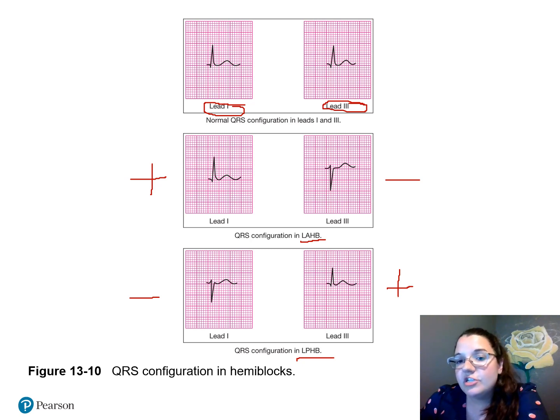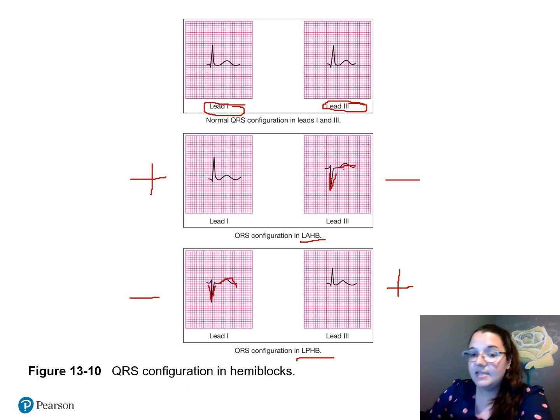Also, I want you to notice, look at your T wave. Your T is opposite of your QRS. My T here is positive, but my QRS is negative. But down here, same thing. My T wave is positive, but my QRS is negative.